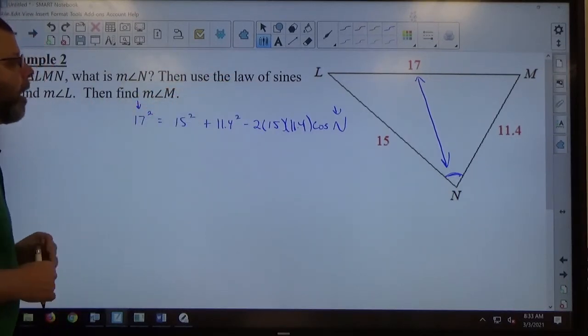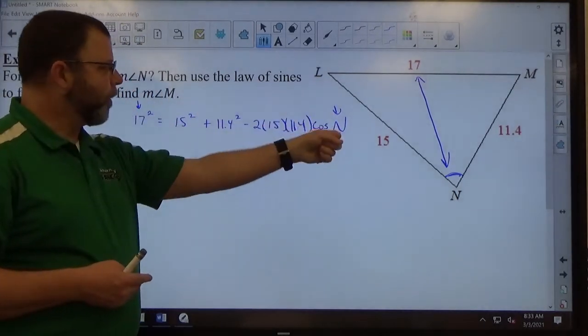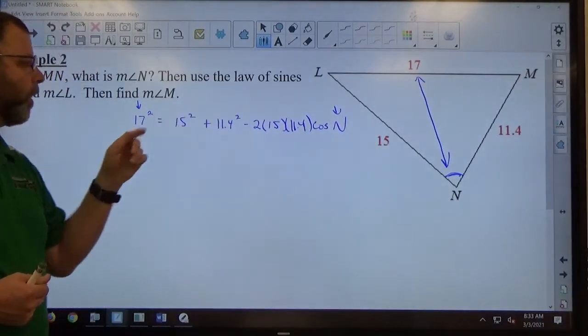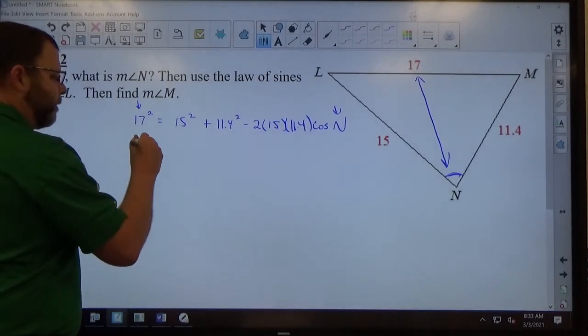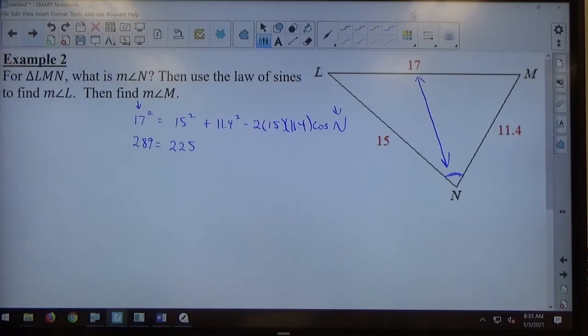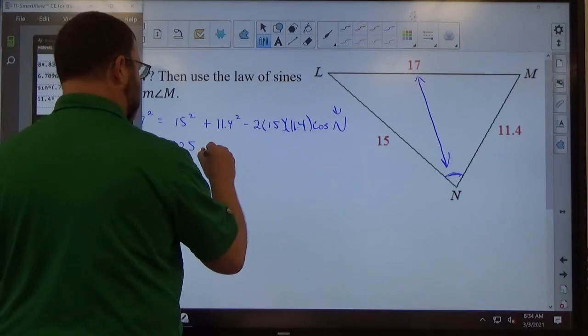All right. Now, unlike the other problem, where there was just a big numerical expression over here, our variable is living inside the cosine function. So this is where I'm going to have to be a little more careful in solving. All right. First thing is 17 squared is 289. 15 squared is 225. By all means, if you don't know those, use a calculator. But if you do, you can just go ahead and write them down. 11.4 squared is not as well known. So 11.4 squared is 129.96.